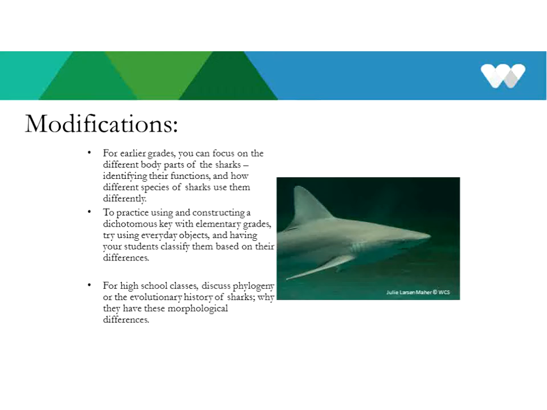Here I'll list some modifications for you. In earlier grades, you can focus more on the different body parts of the sharks. Maybe those different types of fins and what the different functions are, or other body parts like the gills or the mouth, and how different species of sharks use these different parts in totally different ways. If you wanted to practice using and constructing a dichotomous key with elementary schoolers, you could try using everyday objects, such as buttons. Buttons come in a wide array of shapes and colors and sizes, so you can maybe try classifying everyday objects and creating a dichotomous key based on those differences.